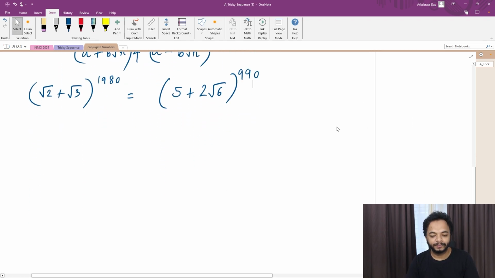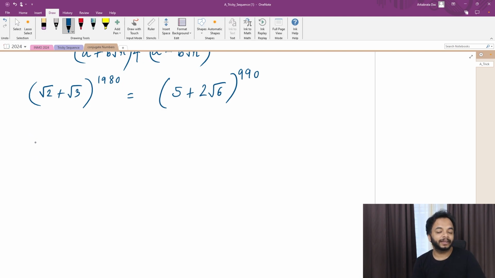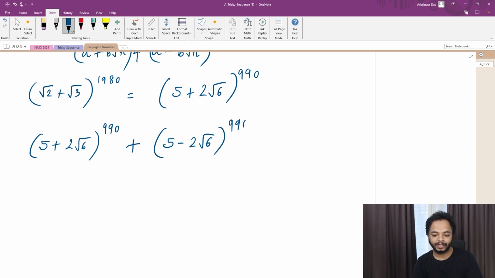to the power 990. Now we have a number of the form a plus b root r, where a, b and r are all rational and root 6 is irrational, which you can very well see. Now we'll take the help of the conjugate number and add it. We'll add (5 plus 2 root 6) to the power 990 plus its conjugate, (5 minus 2 root 6) to the power 990.